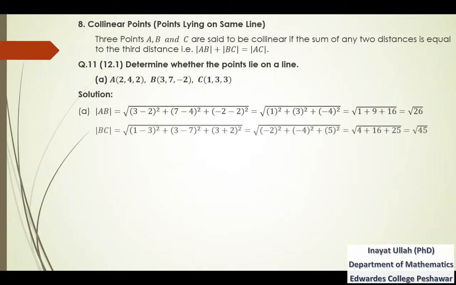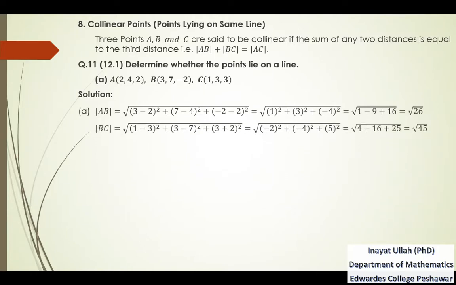Now in the same manner calculate BC distance. Now BC distance is 1 minus 3 whole square plus 3 minus 7 whole square plus 3 minus minus 2 whole square. So calculating this sum, we'll get square root of 45. Similarly calculate distance AC. So AC distance is 1 minus 2 whole square, 3 minus 4 whole square, 3 minus 2 whole square, that is actually the square root of 3.